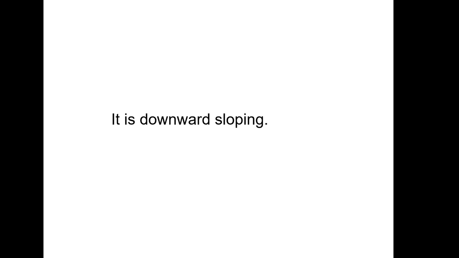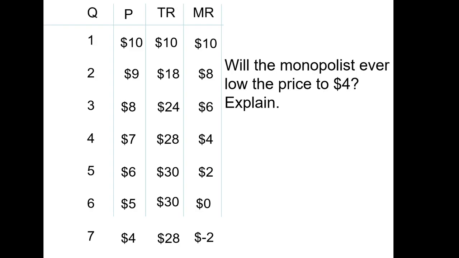Now, let's go to the chart again. Okay, will the monopolist ever lower the price to $4? So in order to sell more goods, the monopolist has to lower the price. The question is, would he ever want to sell 7 units at $4? And the answer is no, because total revenue is actually less at 7 than it was at 6. Okay, some of you are going to argue, why even sell 6, sell 5?